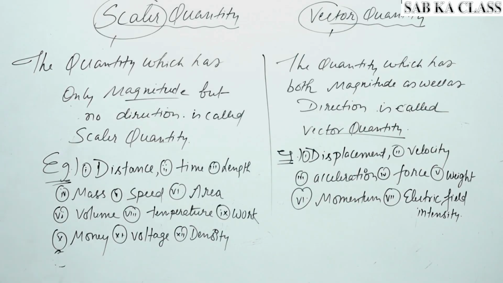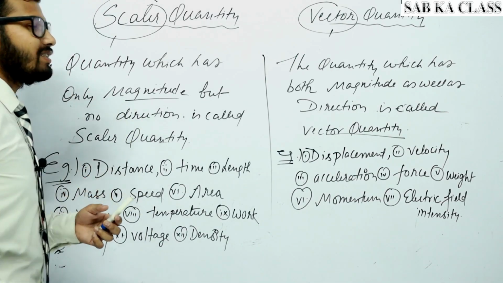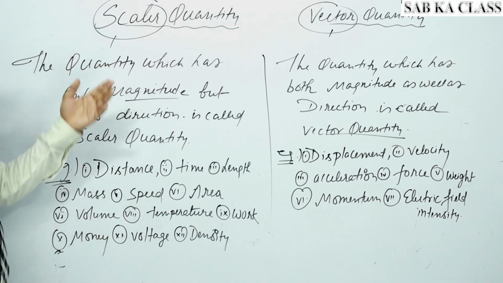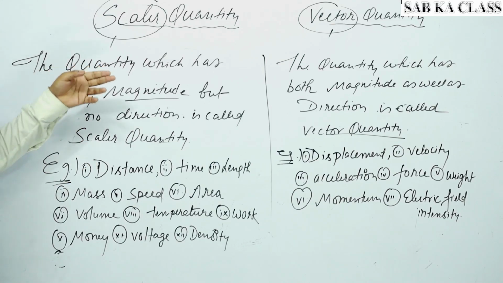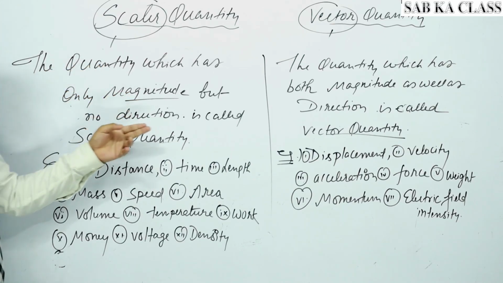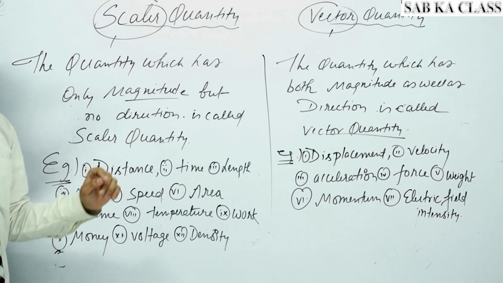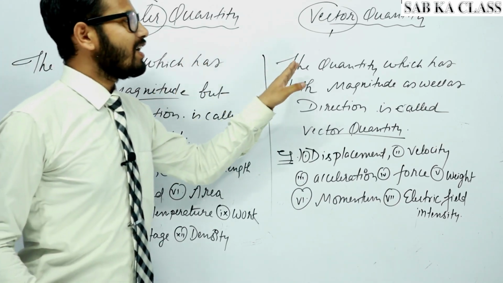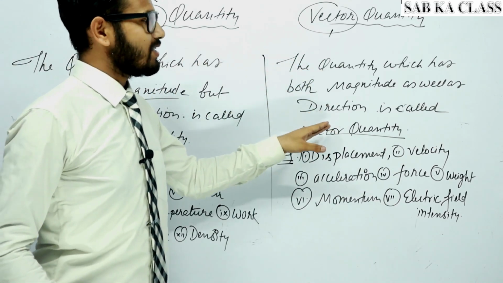So here I have mentioned a few examples along with the statements. What I have already said: the quantity which has only magnitude but no direction is called scalar quantity. But what is a vector quantity? The quantity which has both magnitude as well as direction is called what?